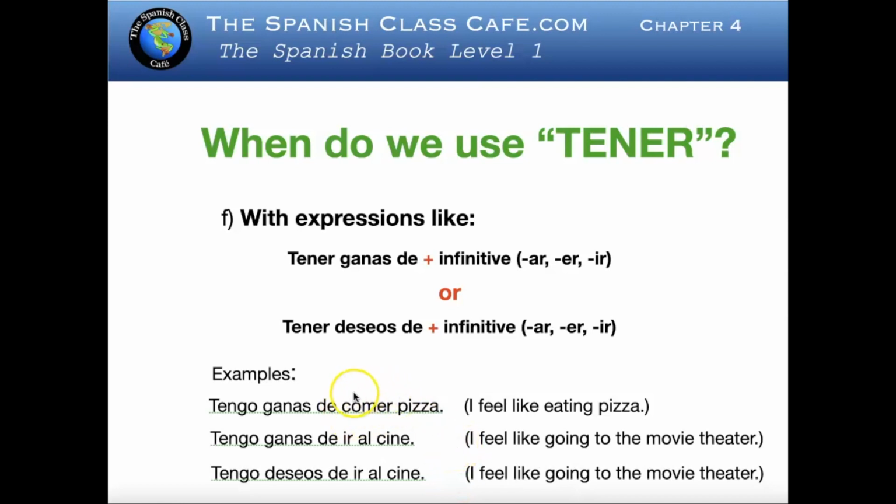Now you just change the infinitives and you change the meaning right here. If you want to travel, it is viajar. Tengo ganas de viajar. If you want to say to study, estudiar. Tengo ganas de estudiar. And remember, tengo deseos de will mean the same.